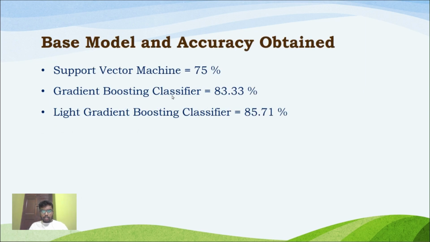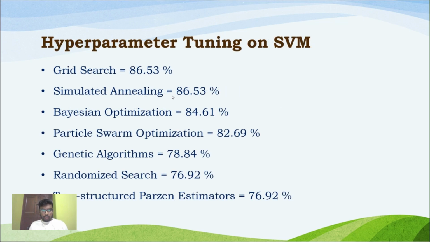After that, I needed to improve their accuracy. So I planned to implement hyperparameter tuning on these three base models. First, I implemented hyperparameter tuning on SVM. I implemented up to 8 hyperparameter tuning techniques on SVM, that is grid search, simulated annealing, Bayesian optimization, particle swarm optimization, genetic algorithm, randomized search, and tree structured Parzen estimator.